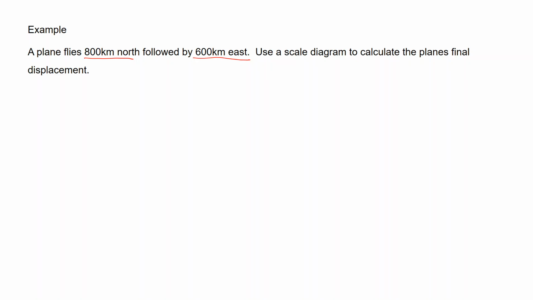So we do arrows head to tail. If I'm going to go 800 kilometres north first, north is this way, and of course I've used a ruler. 800 kilometres north and 600 kilometres east. So now I do my easterly component coming off the head of that arrow.